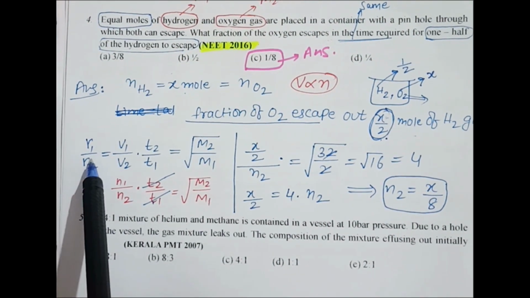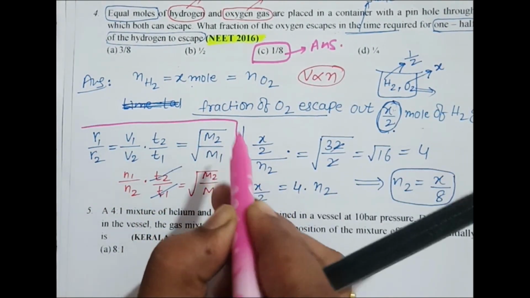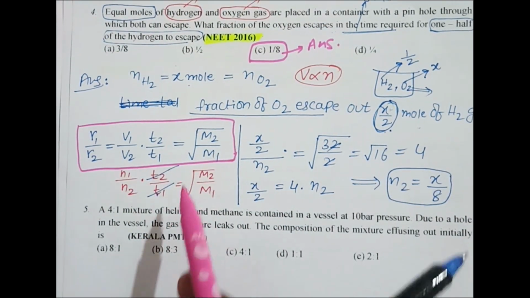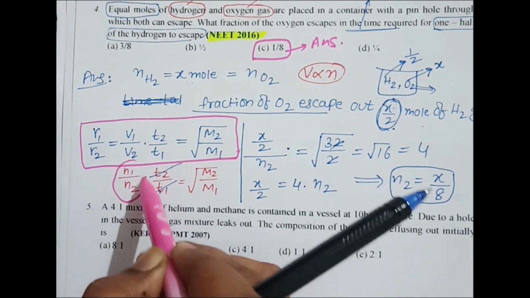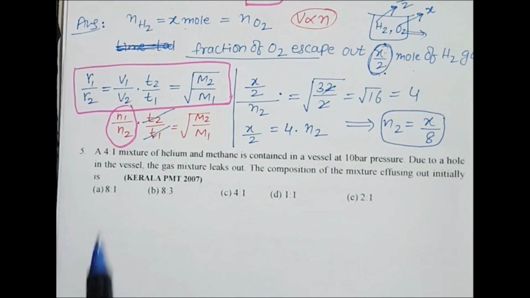So I used Graham's law of diffusion formula. R1 by R2 is equal to V1 by V2 into T2 by T1 is equal to under root M2 by M1. But here volume is replaced with the number of moles because volume and number of moles are directly proportional. Clear? Now the next question.